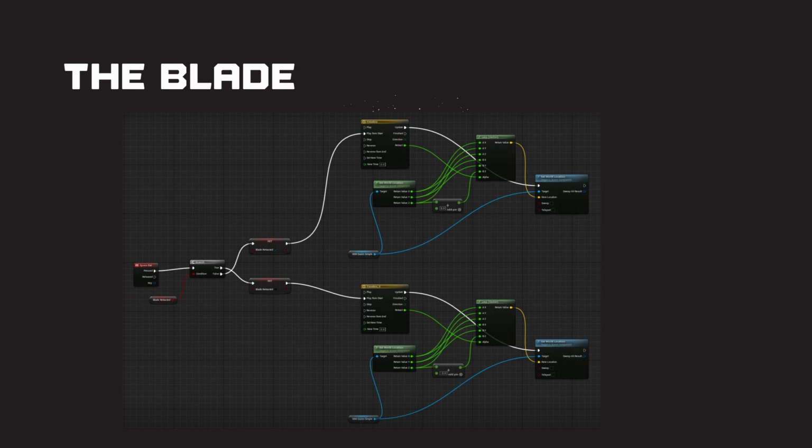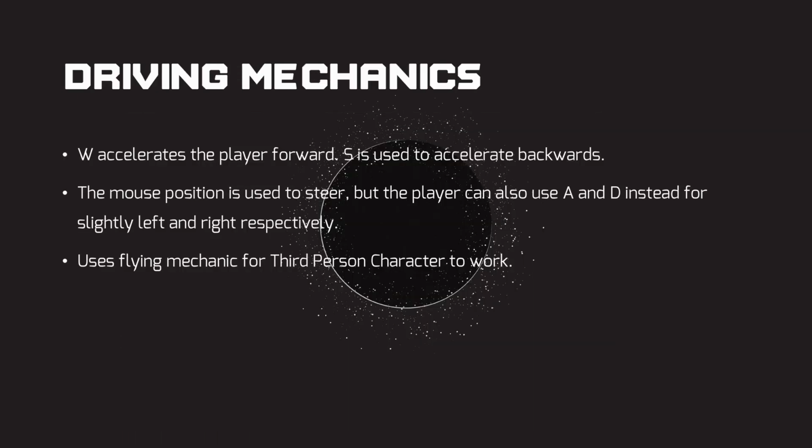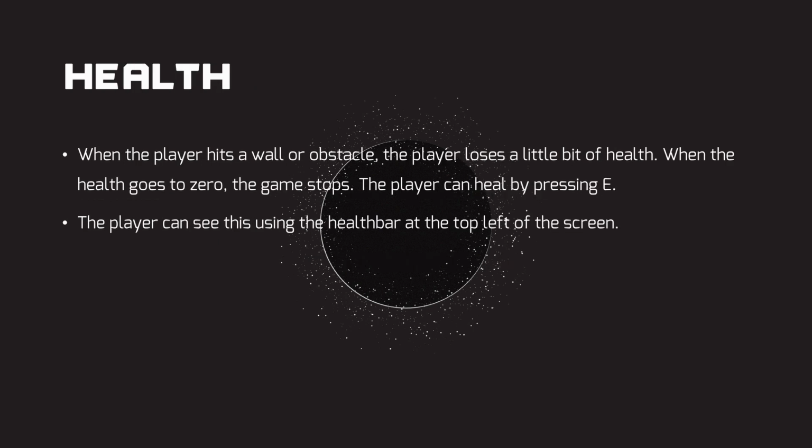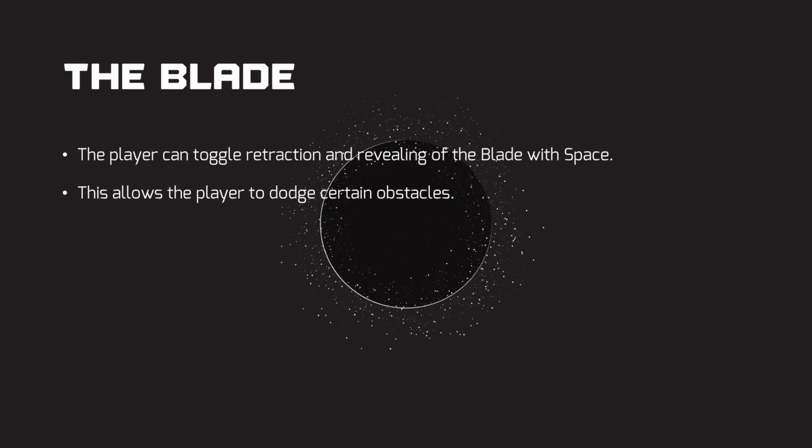So to summarize, we had driving mechanics with W going forward, S to accelerate backwards, and you steer with the mouse. But you can also use A and D if you want to not change the camera. Then we had a health bar, which if you hit a wall, you'll lose some health. You can heal by pressing E, so you gain some health back. The player can see this using the health bar, which is top left of the screen. And last but not least, the player can toggle retraction and revealing of the blade with the space bar. And that's all the mechanics.